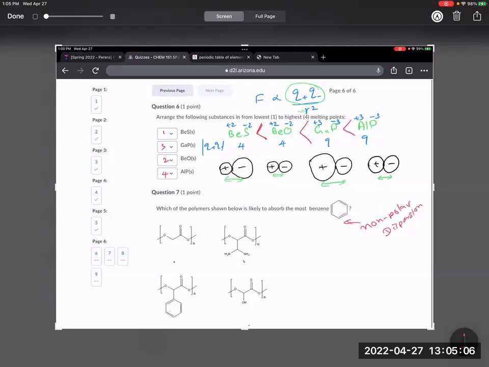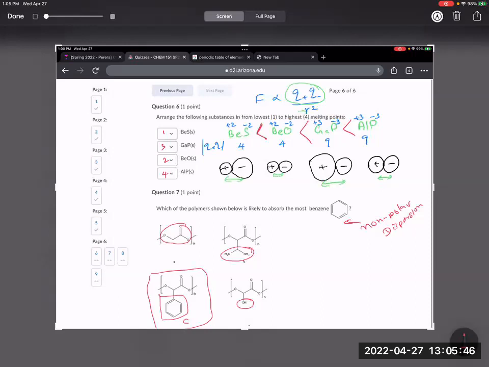And then out of the polymers we have, all of them have this same backbone. But this is going to be a polar side chain with hydrogen bonding capability, and you have the same thing here as well. I mean, you have some polar properties of polar functional groups here, but when it comes to this one over here, I believe this is C, you have a non-polar side chain. So therefore it is more likely for the benzene to be absorbed by this polymer rather than other polymers.